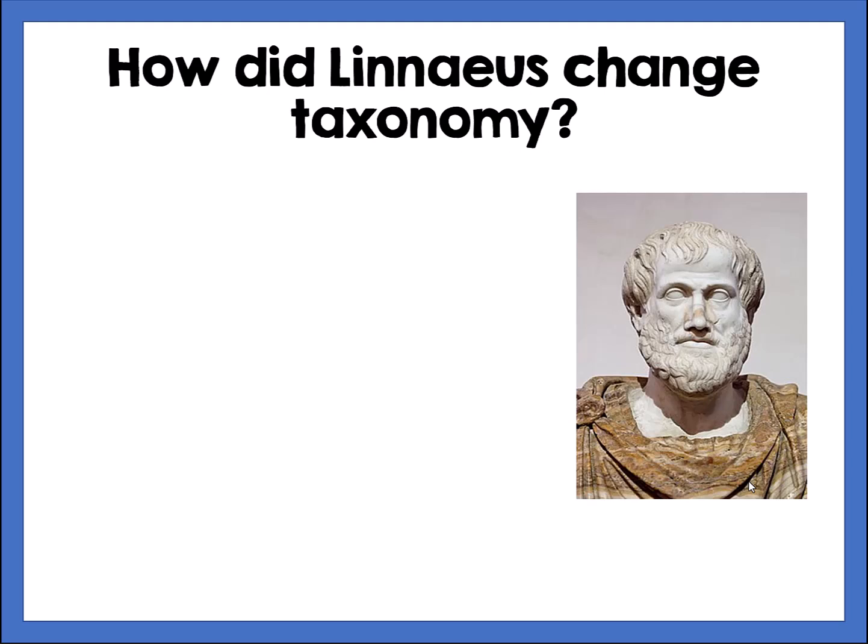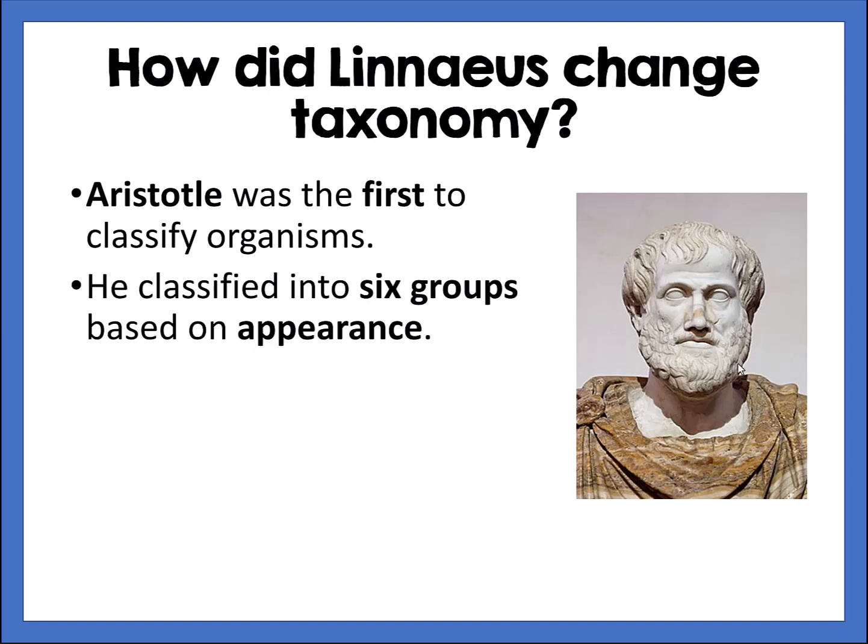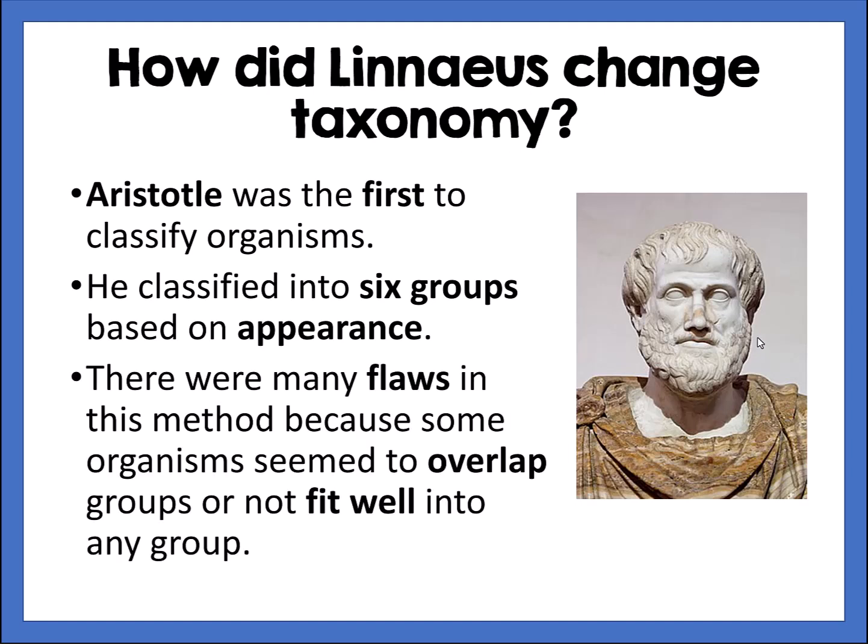How did Linnaeus change taxonomy? Aristotle was the first to classify organisms. He classified into 6 groups based on appearance. As you might imagine, there were many flaws in this method because some of the organisms seem to overlap groups or not fit well into any group. So 6 groups is pretty small for the number of organisms that they knew existed even then.